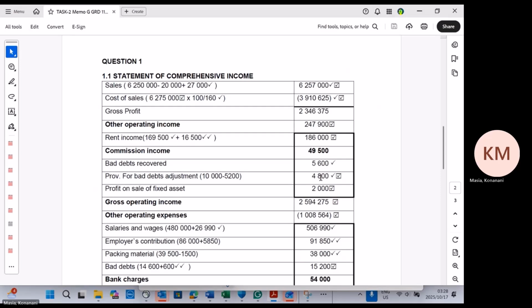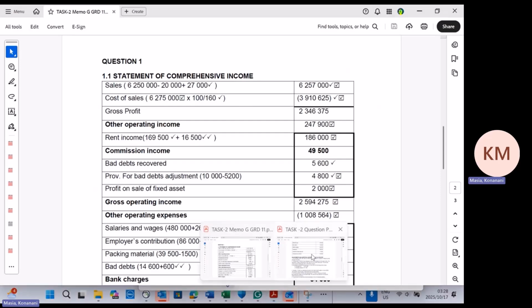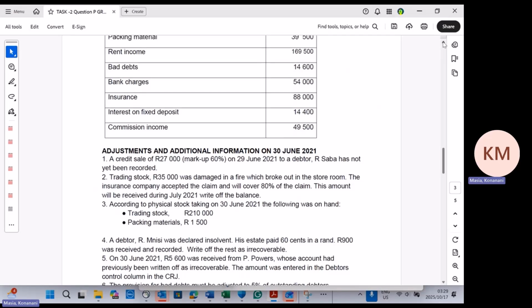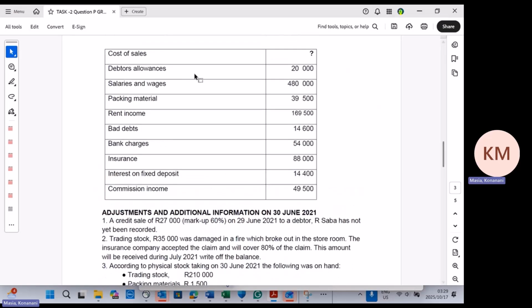Okay. Now, the other thing that you need to consider is salaries and wages. Let's go to the trial balance and see what was provided with regard to salaries. Remember, they are all expenses. We started with sales, and then we minus the cost of sales to determine the gross profit. Now we also consider other income. Now we are going to the expense side. Then I'm given the salaries and wages of 480,000.